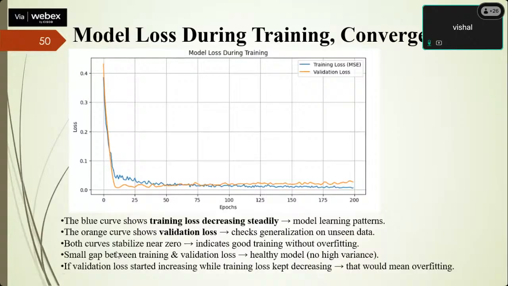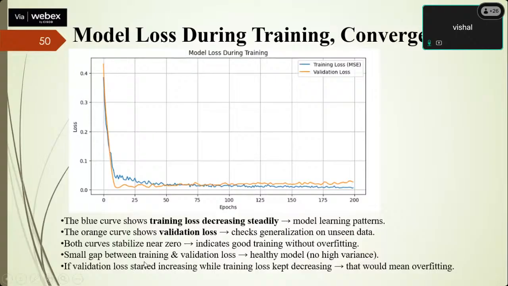In a second case, in our lab session, when I used 200 epochs and the validation was 0.2, we saw the plot was overfitted. So we need to decide our epoch value and validation set accordingly, otherwise it will be overfitted. We need to take this into consideration when we are doing ANN. A small gap between training and validation loss is a good indicator of a healthy model, with no high variance.